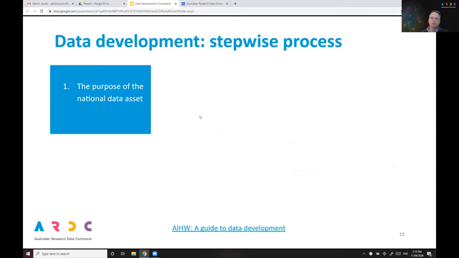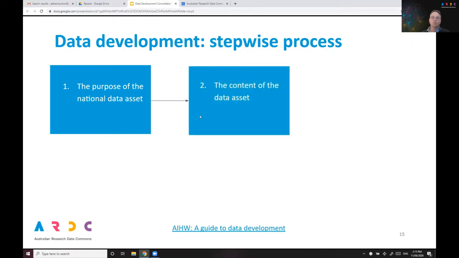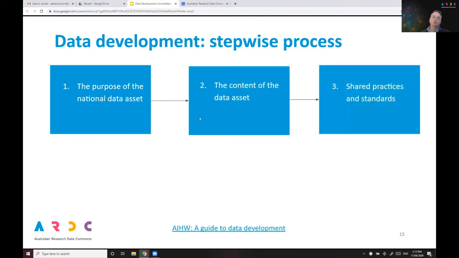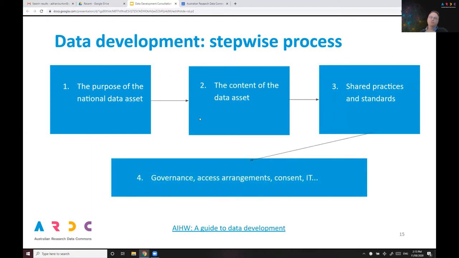Starting today, the workshop is around the purpose of the national data asset. There'll be a second workshop which focuses on the content of the data asset. We'll look at any shared practices and standards in a third workshop, and in our fourth we'll look at some of the threshold issues around governance and access. They're not really data problems, and not really a data development concern, but there are important concerns around access arrangements, consent, IT, etc.